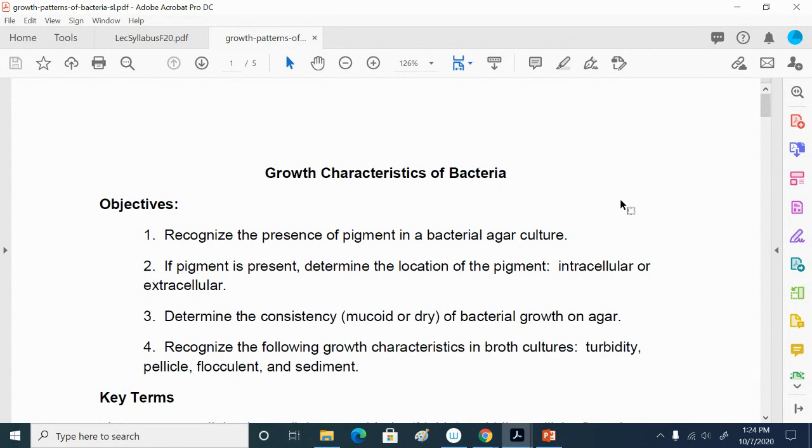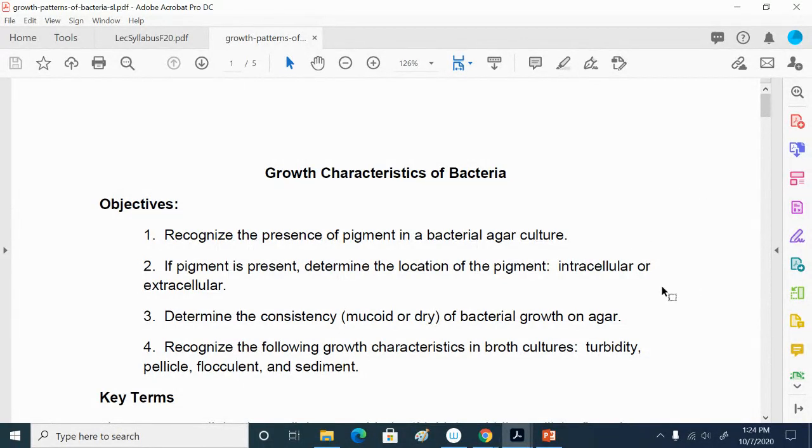And so the agar characteristics you need to pay attention to, because you'll be using some of those next week on the unknown. And I'll talk a little bit about the unknown today, but more next week. Nothing to worry about. For the broth characteristics, you need to know those, especially for the lab exam.